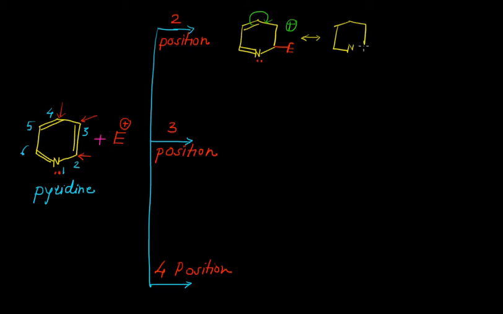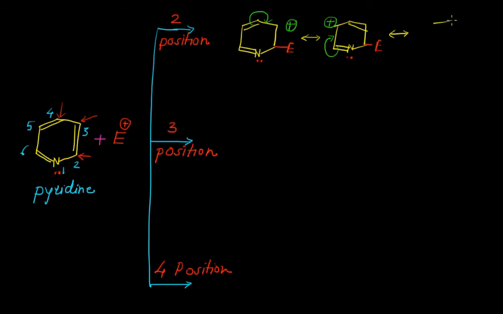The lone pair of electrons which is present on this nitrogen will remain as it is. The electrophile is present at position 2. The other bonds will remain as they are like that. And now here we have a double bond between these 3 and 4, and the positive charge will come on this carbon. Now this positive charge we can delocalize in this way, and we can write the next resonating structure.